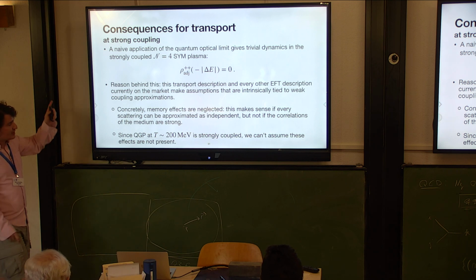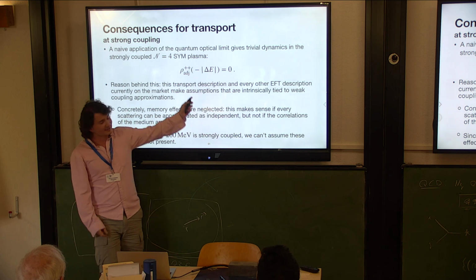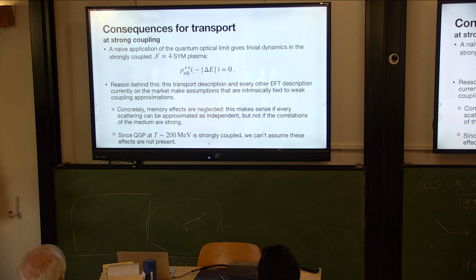And if you go back to the transport equations, you'll see that if you just plug and play, you get trivial dynamics. And there's a deep reason behind this, or perhaps not too deep. It's because in all of these curves that I showed you in the first slides, where I showed you the theory descriptions compared to data, there are assumptions that, if you inspect them closely, you'll see are intrinsically weakly coupled assumptions. In particular, all memory effects, all correlations of the quark-gluon plasma with itself are neglected. And if you have a strongly coupled system, you should care about those.